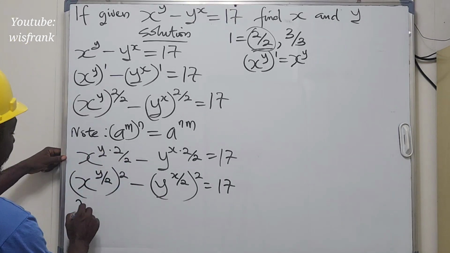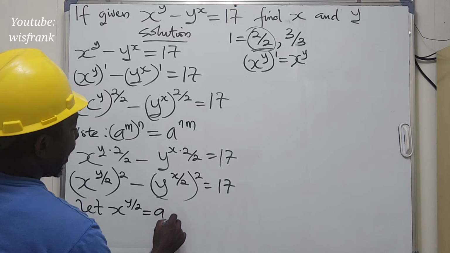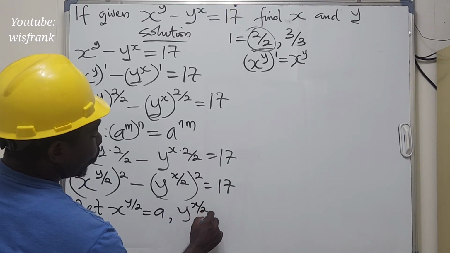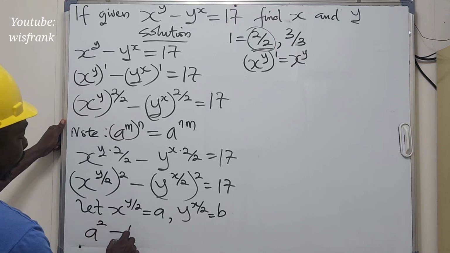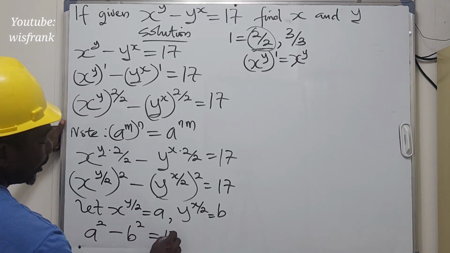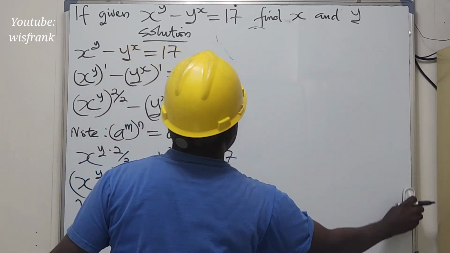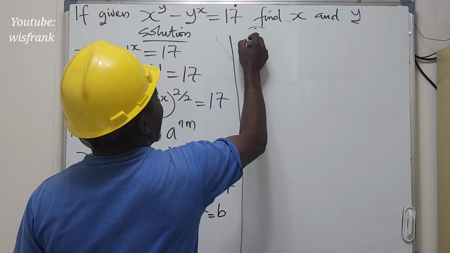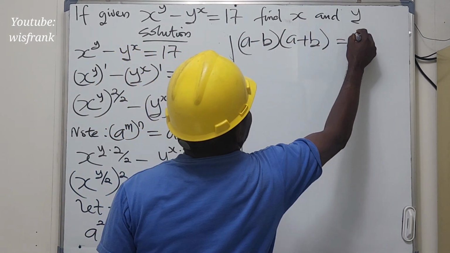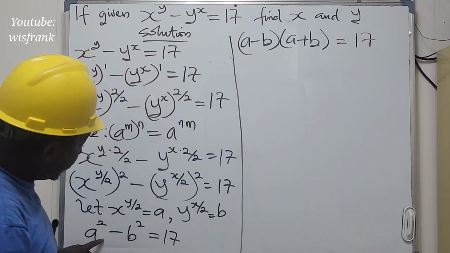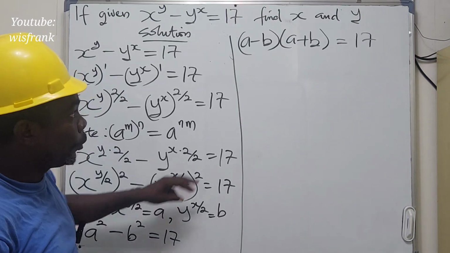What we are going to do, we say let x to the power of y all over 2 equals to a and y to the power of x all over 2 equals to b. So here will become a to the power of 2 minus b to the power of 2 equals to 17. We all know that difference of 2 squared can be written in this form. So we have that as a minus b all into a plus b equals to 17. So this is the solution of difference of 2 squared, where a to the power of 2 minus b to the power of 2 gives us this.